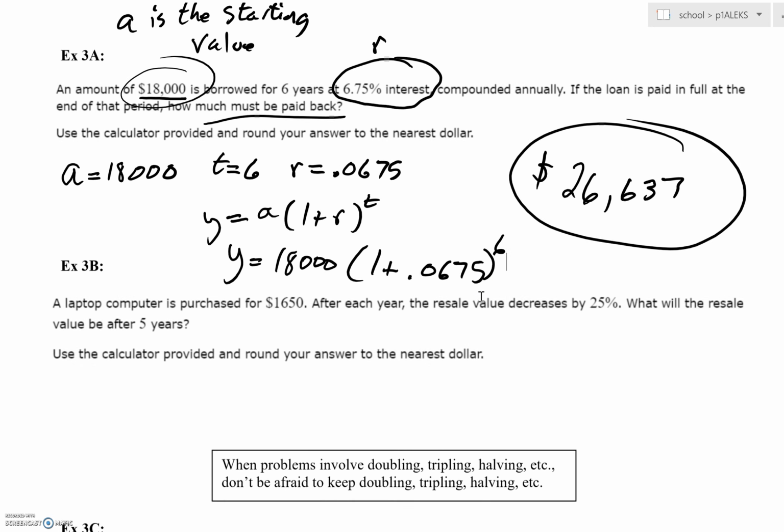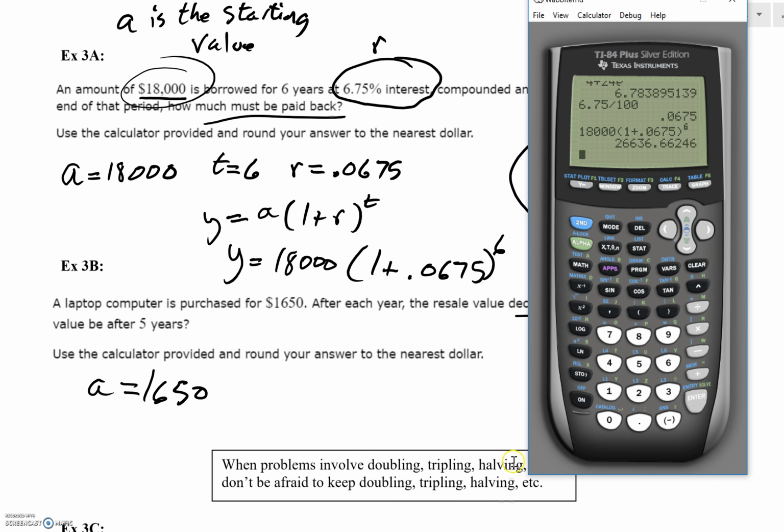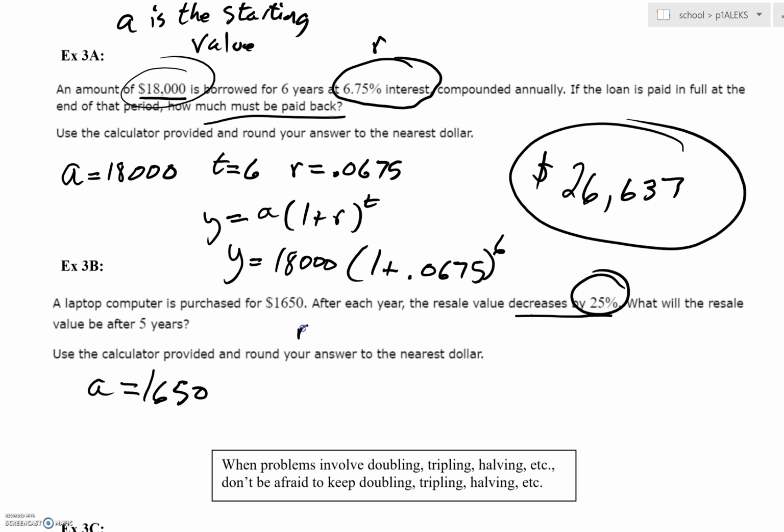All right, so a laptop is purchased for $1,650. So we'd have that for a start. The resale decreases by 25%. That's how much it's going to be going down. So if we were to take 25 and divide by 100, that's R, and R is going to be 0.25. What will the resale value be in 5 years? So T is going to be 5.